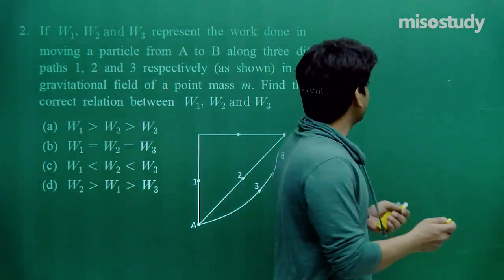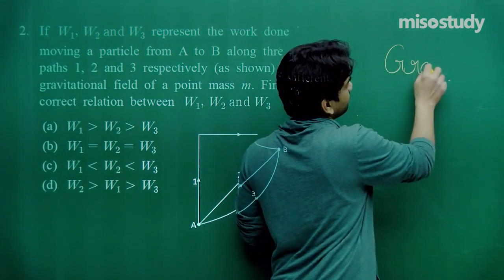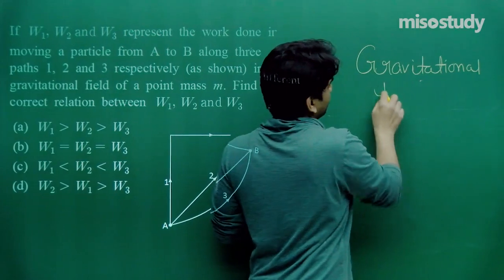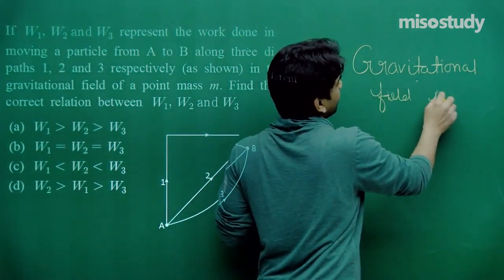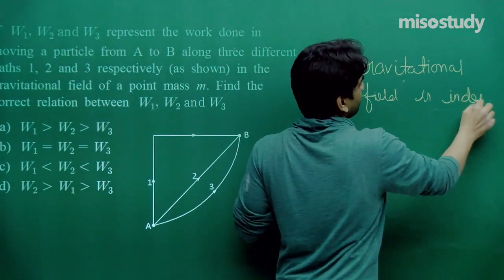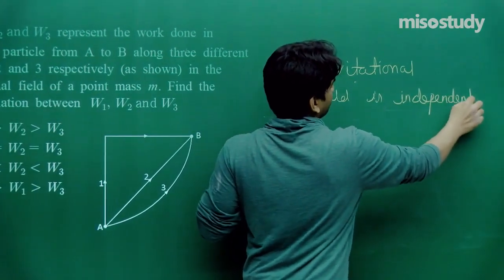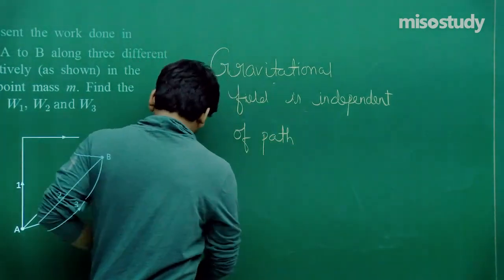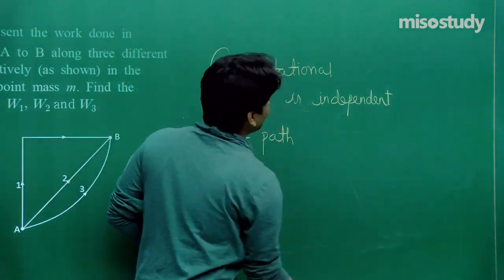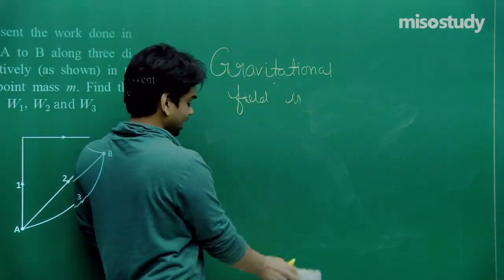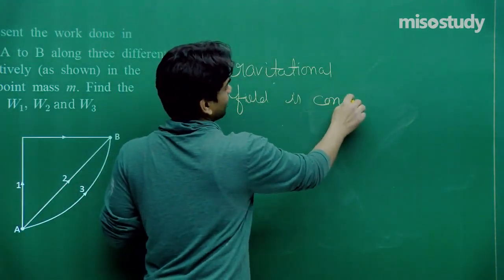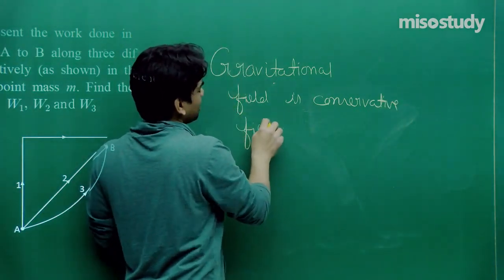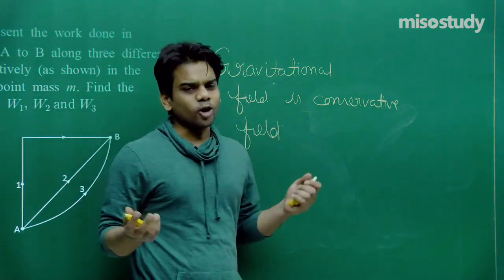So I'm writing some points. The gravitational field we are talking about is independent of path. Sorry, the work done is independent of the path adopted. It's actually a conservative field. Gravitational field is a conservative field. This is what we need to know. It's a conservative field, and the work done in a conservative field, we know that it's independent of the path adopted.